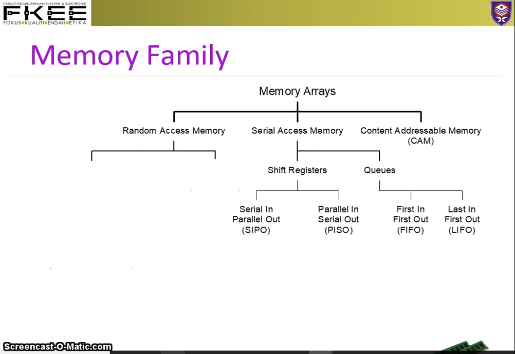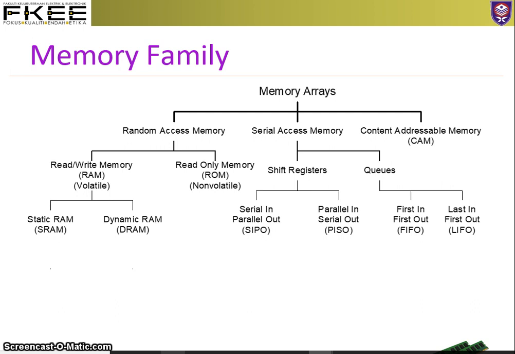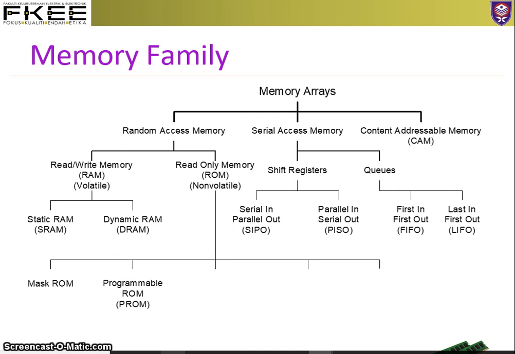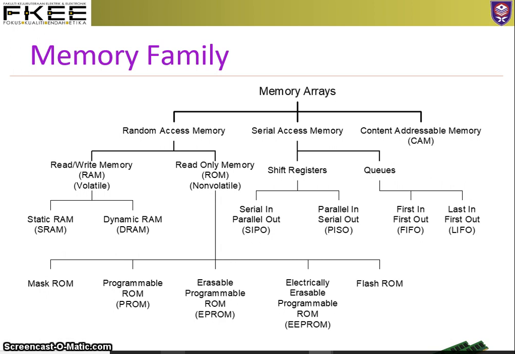And under random access memory, we have RAM, which is read-write memory, which is volatile. And then under RAM, we have static RAM, which is SRAM, and dynamic RAM, which is DRAM. And we have ROM, which is read-only memory, which is non-volatile. And under ROM, we have mask ROM, programmable ROM, or we simply call it PROM. And then we have erasable programmable ROM, which is EPROM. And then electrically erasable programmable ROM, which is EEPROM, and flash ROM.